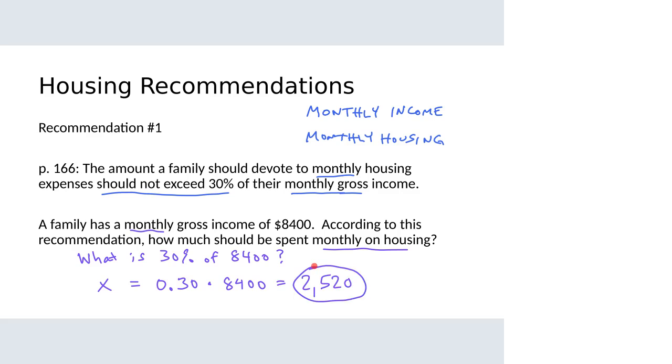That's the type of question you can expect to see about a housing recommendation like this one. A key here is that housing recommendation number one is about monthly income and monthly housing. I don't think you'll have trouble with the calculation there. Distinguishing between recommendation one and recommendation two that we're about to look at next is the part that might be sticky for you, and I'm going to do my best to help you with that. Are there any questions on what we did here, though, before we go forward and look at recommendation number two?